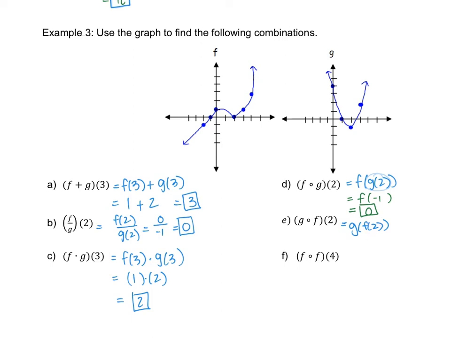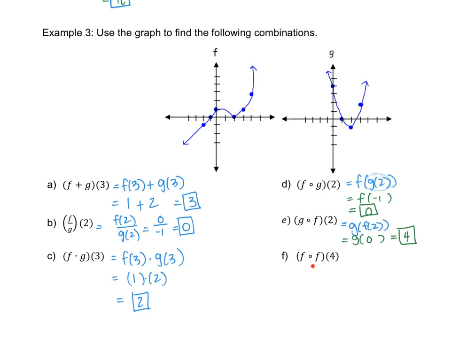So f of 2 is, let's see, on our graph, this is 2 for f, and that's at 0. So f of 2 is 0. Now it's saying go find 0 of g, so 0 is here for g, and the value for g there is 4. So in this case, my answer here is 4.